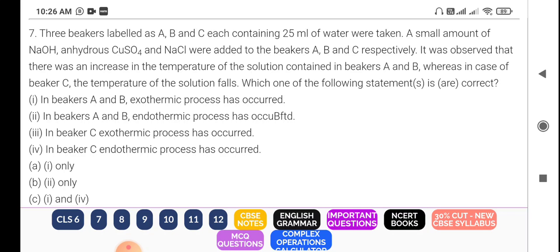It was observed that there was an increase in the temperature of the solution contained in the beakers A and B. Beakers A और B जो थे उसमें टेम्परेचर इंक्रीज होता है, जबकि C में टेम्परेचर फॉल डाउन होता है.